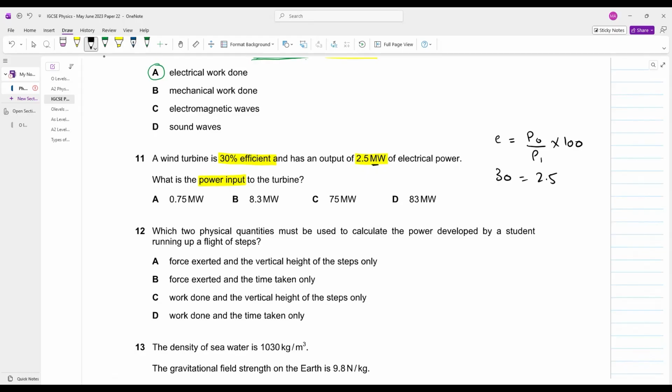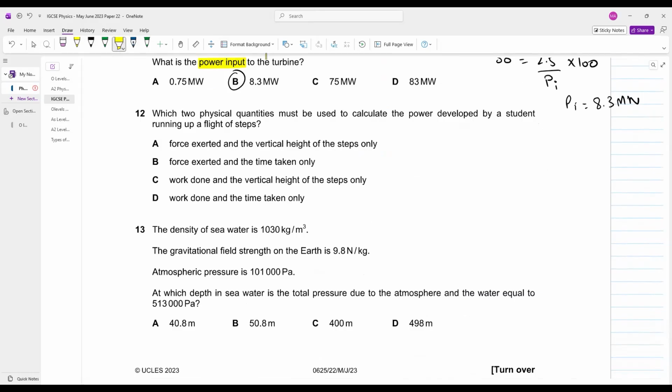2.5 megawatts. I am not placing in the mega prefix because all the answers are in mega. तो हमारा जो आंसर आएगा वो मेगा में ही होगा. ये पावर इनपुट आ गया multiplied by 100. Can you calculate the power input? 2.5 divided by 30 into 100. Power input comes out to be 8.3 megawatts. B is your answer. Simple. आगे बढ़ते हैं.